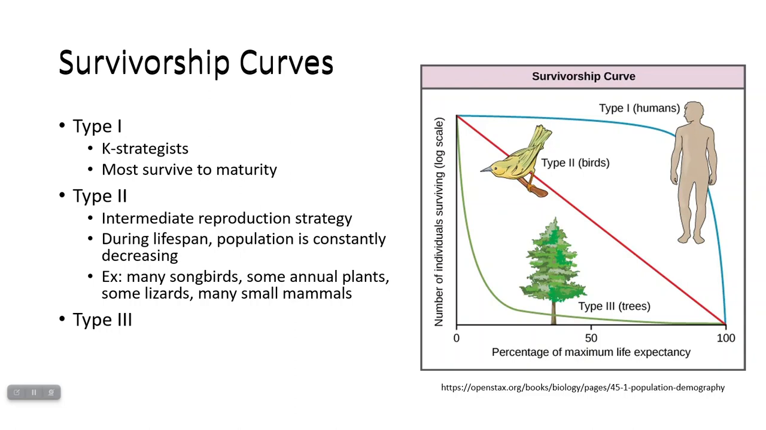There are also some annual plants, some lizards, and some small mammals that follow this type of survivorship curve. And then type 3 is like we looked at with the trees. These tend to be R strategists, but remember, not all organisms are pure K or pure R strategists. We talked about how trees can be kind of iffy, where they have some characteristics of both types of selected species. Most of these organisms will die off early in the lifespan.